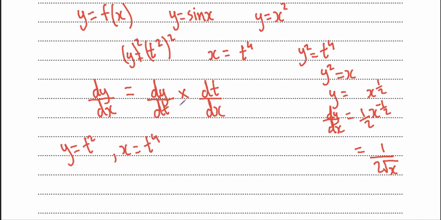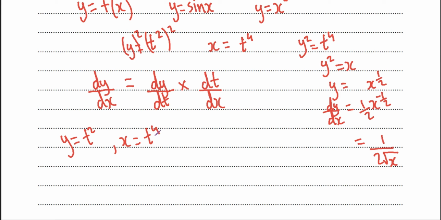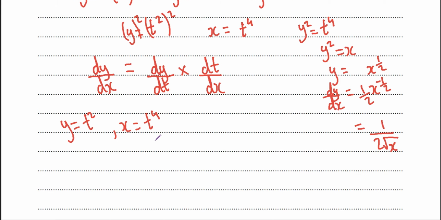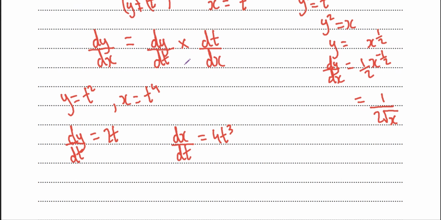So we can find dy by dt very easily. We can't find dt by dx, but what we can find is dx by dt, because you can just use the power rule on this right here. So let's do that first, and then we will see why that's useful. So dy by dt is equal to 2t. That's easy. And dx by dt is equal to 4t cubed. Pretty simple. Now let's be smart about this chain rule.